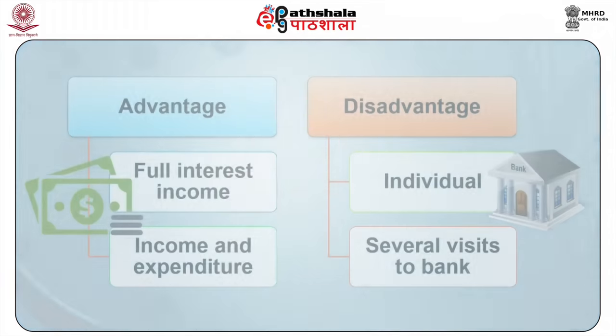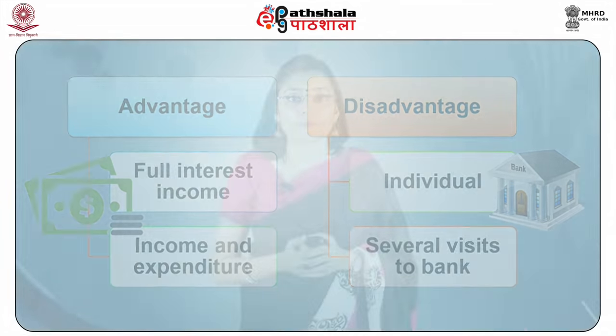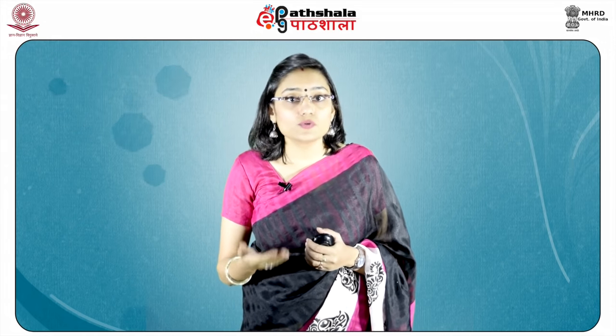The clear advantage from adopting this strategy is that the individual earns the full interest income possible given the individual's income receipt and daily expenditure requirement. The disadvantage with this strategy is that the individual needs to make several visits to the bank. One can see that the individual needs to make visits equal to the number of days in the month, the maximum needed visits. When the individual gains on the maximum possible interest income, the individual loses out by having to incur the maximum possible cost of visiting the bank for withdrawing the money.